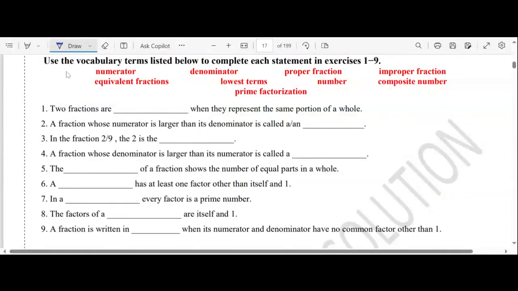You have to use the vocabulary terms listed below to complete each statement in exercise 1 to 9. You must do this for a classwork. Can you do it now? Do you have the file? You can just say, okay, this is number, if two fractions are when they represent the same portion of a whole. So what would be the answer?